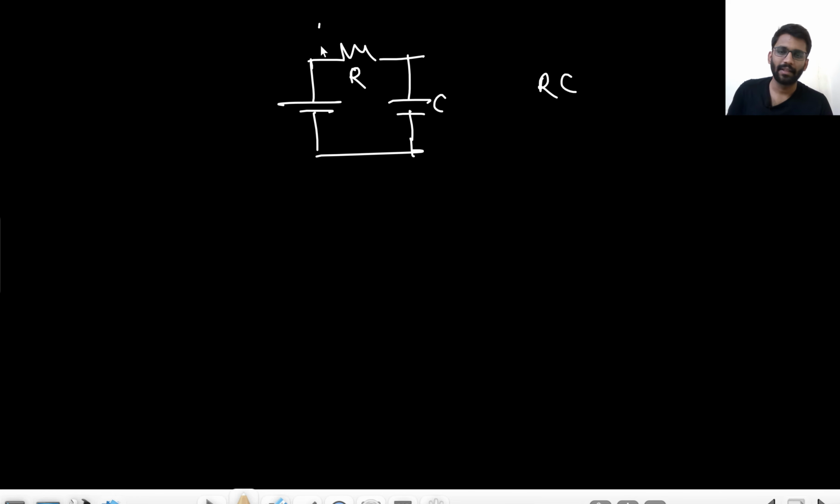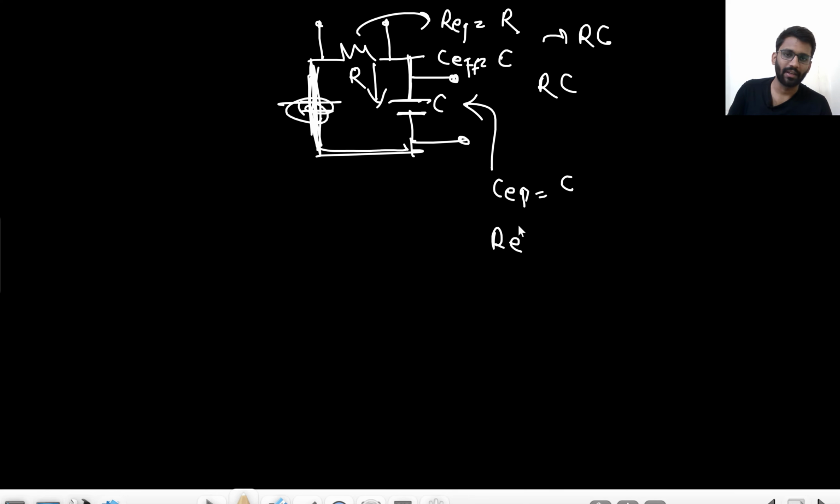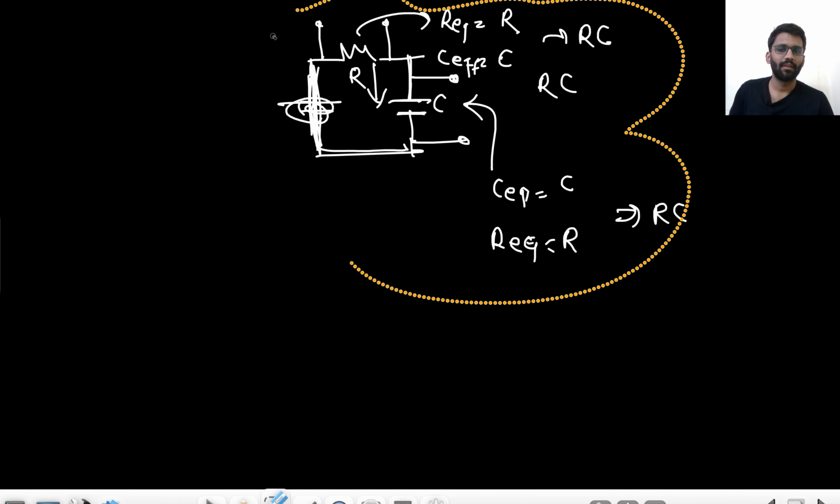Why so? Let's assume you are taking your output here. What will happen? You will short circuit this. What is your R effective? R equivalent you can say R. And if it is shorted, that means this C will come in parallel. So from here you will see C effective is C only. So time constant is RC. From here, if you see from the output, C effective is C only. What is R equivalent? Since this is shorted, your R equivalent is R only. So time constant is RC. Are you getting my point? That's why we never saw where we are collecting the output.